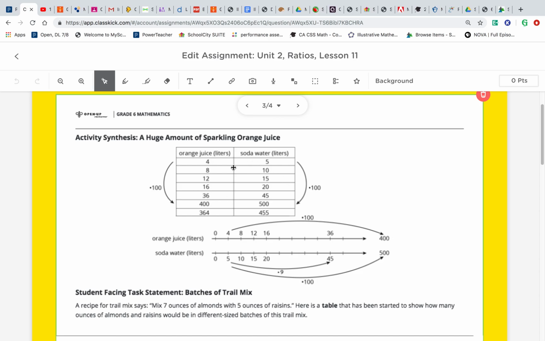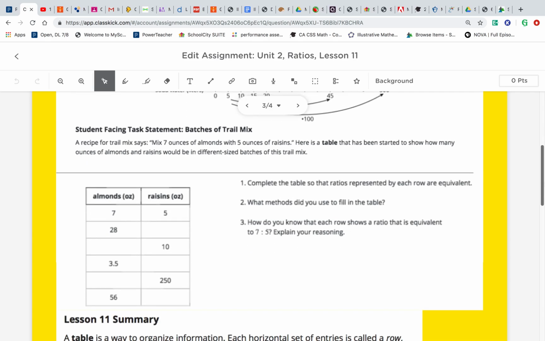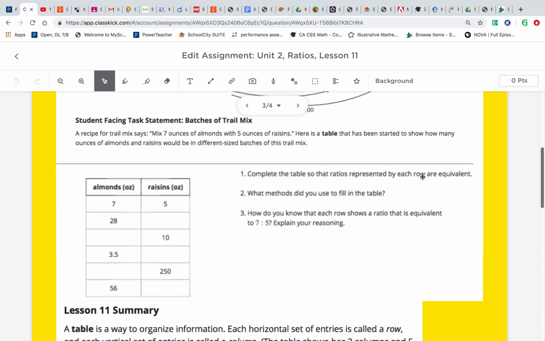And so with that, we wanted to give you some practice filling in your own table. So down here you can see we have batches of trail mix. The recipe for trail mix says mix 7 ounces of almonds with 5 ounces of raisins. So then we have a table below here. You can see here 7 ounces of almonds, 5 ounces of raisins. So we want to fill in the blanks, okay, and we want to think about how to do that.